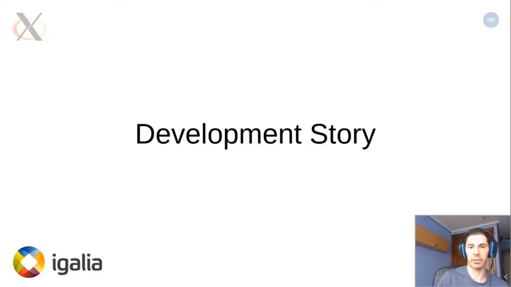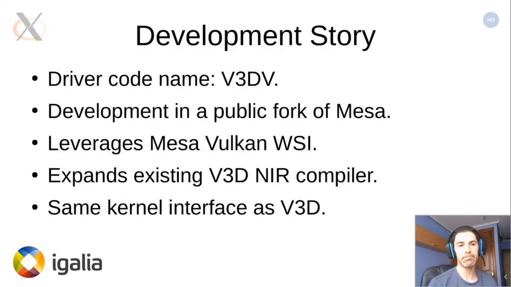Okay, so let's get started then, talking a little bit about the development story for this driver. So first, the code name for the driver is V3DV. Not a very original name if you are familiar with previous drivers for Raspberry Pi boards. This is basically taking the OpenGL driver name and just adding the V for Vulkan at the end. Hopefully that will make it easy to identify for Raspberry Pi users. We did discuss some more original, maybe, or different names for the driver in the beginning, but eventually we thought this was the best option.